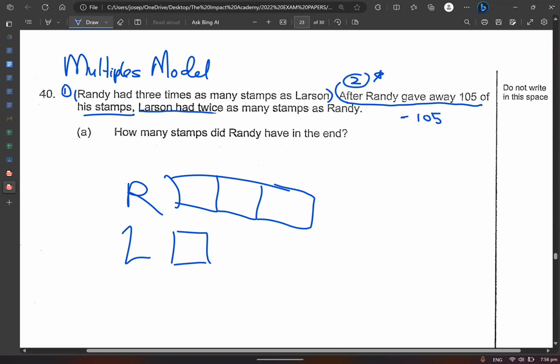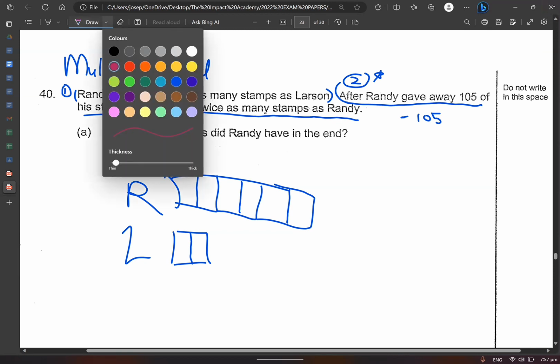Now, Larson had twice as many stamps as Randy. Do you remember Larson did not give anything? Did Larson give anything? No, only Randy. It was only Randy, right? So what happens is this. Larson became twice. True? So that mirror means image. Copycat, copy the rest.